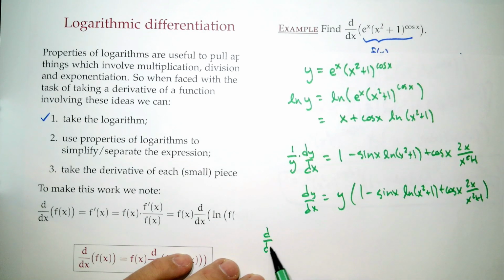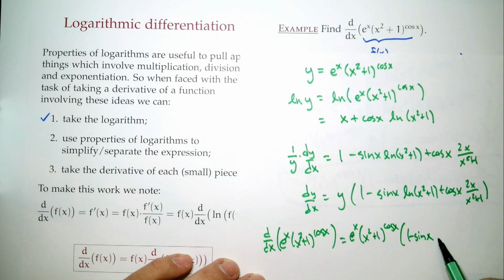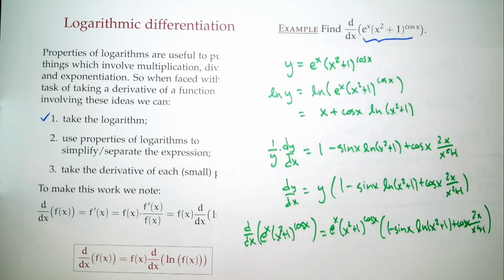So the derivative of y with respect to x is the derivative of the original function is equal to the original function, e to the x, x squared plus 1, cosine of x times this other part. So this is how the book does it. I personally prefer not to do it this way, but as long as you get the answer, you get the answer. Okay, well, we have a few minutes.